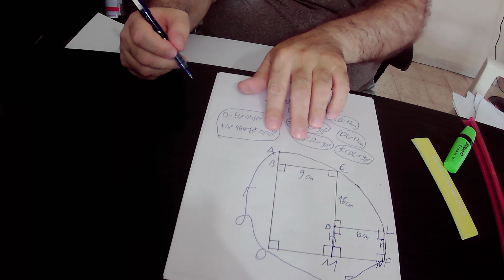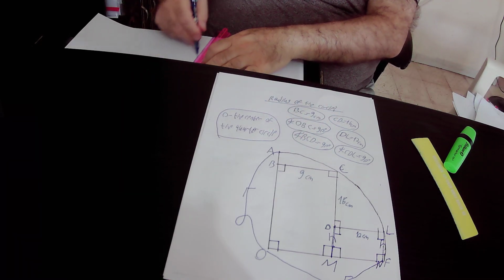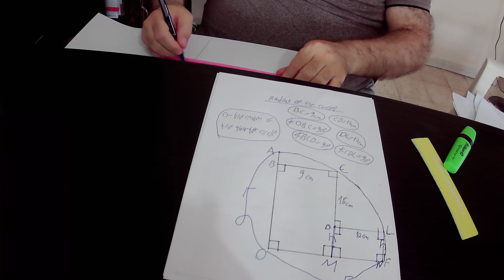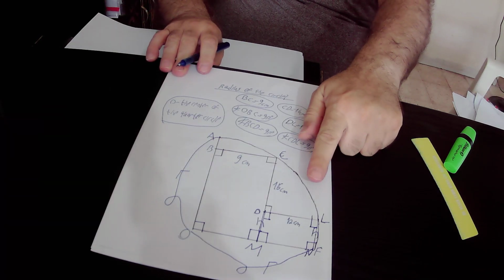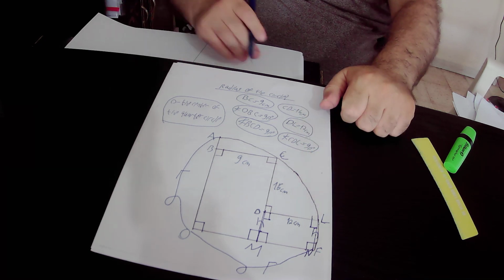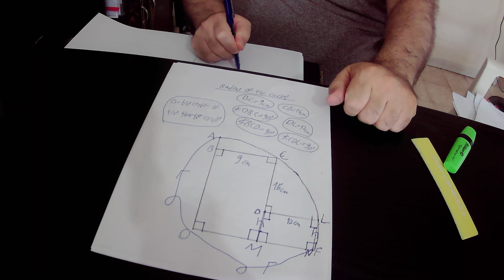Likewise, according to the same rule that the opposite sides of a rectangle are equal to each other, we get that side DL must be equal to side MN.